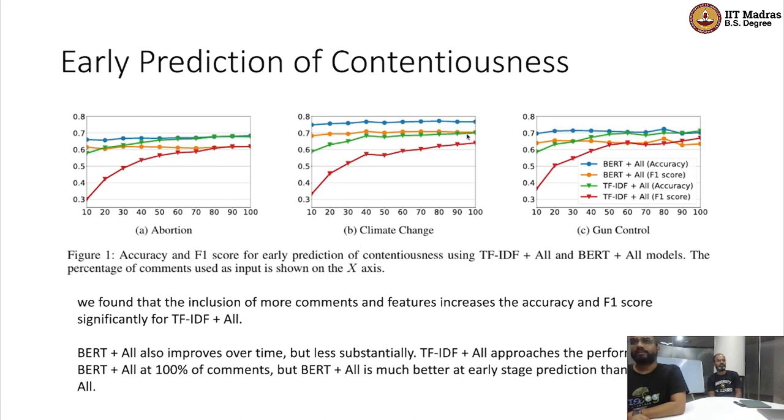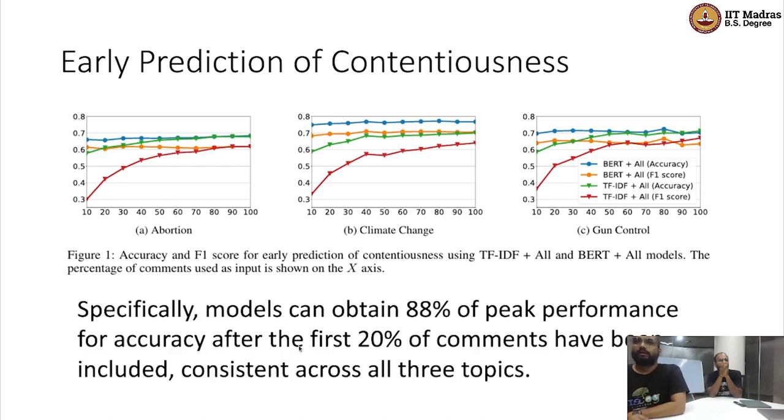While TF-IDF reaches there, the performance of a model like BERT and the associated features can help a lot in early detection of a post as contentious or non-contentious. More specifically, models can obtain 88% of the peak performance for accuracy after the first 20% of the comments, right? So based on these results, one could claim, or the authors have claimed, that their methodology, the one that is proposed in the paper, is good at early detection, right?